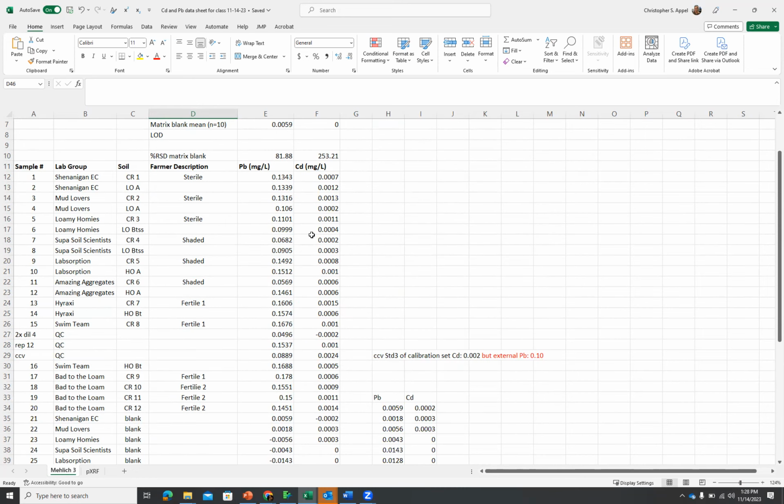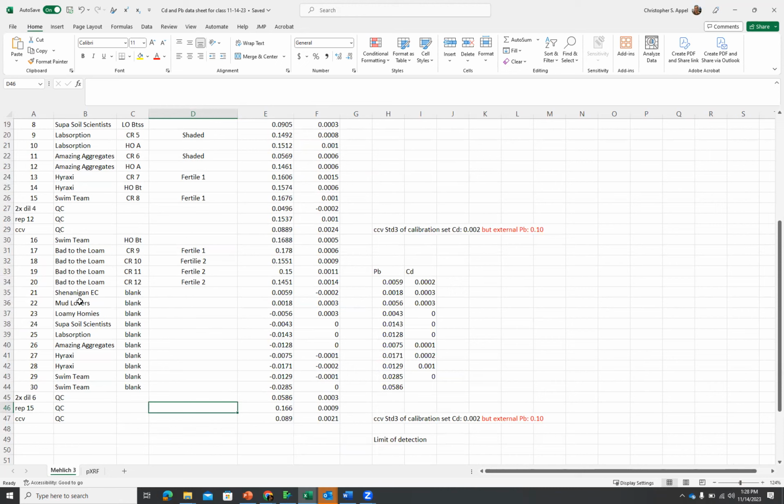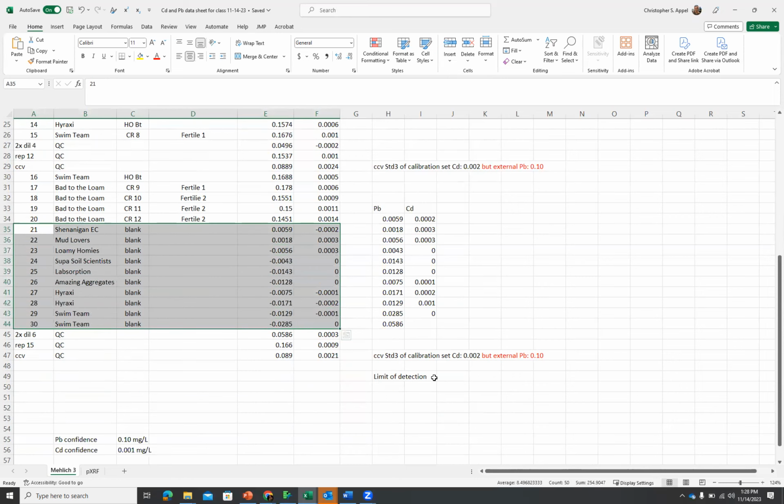You scroll down, you'll notice that towards the bottom, for our version of sample 21, that's where we start with our blanks, right? And you'll notice some negative values down there. And those negative values are just telling us that when there was no cadmium or lead in the solutions, the instrument had a hard time trying to find or measure cadmium and lead. So what we're going to use those for is to determine a method detection limit. And we'll just take the absolute value of those.